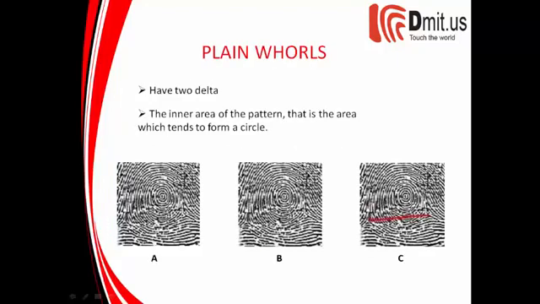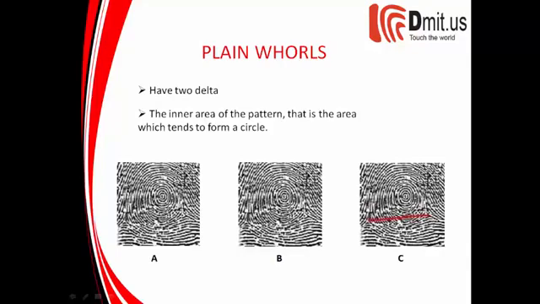Plain whorls. As with any whorl, there must be more than one valid delta or else it is a loop. If you look at image A, you should be able to identify the 2 deltas. If not, then look at image B and you will see that they're displayed in the red boxes.